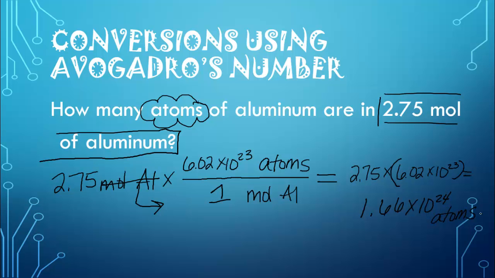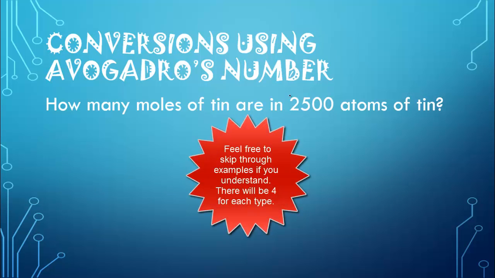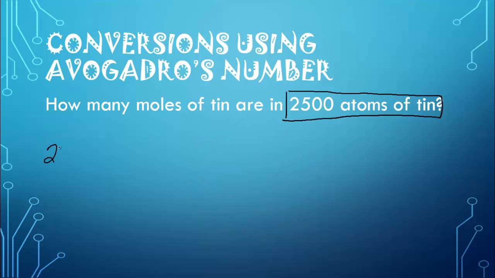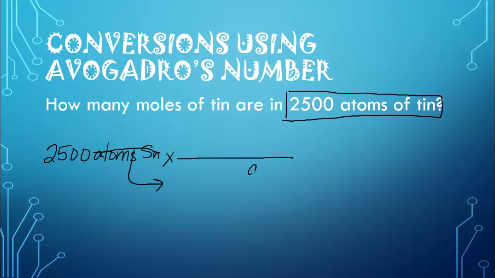Let's do our third one. How many moles of tin are in 2,500 atoms of tin? So what's given? So what we are going to start with. So 2,500 atoms of tin times the line. We want to get rid of atoms of tin, so it's going to go on bottom. We are changing to moles of tin, so we're going to put moles of tin on top.